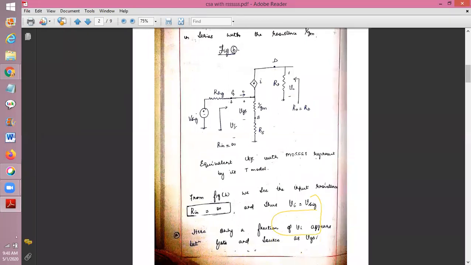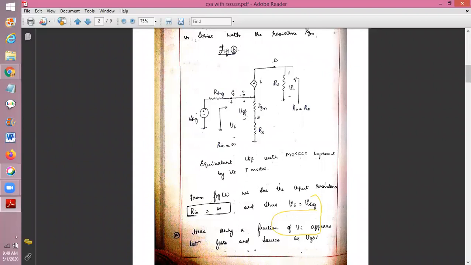Do you agree? Do you agree, Rajat? Where is Rajat? Yes, ma'am. So VGS is a part of this Vi. How to find that VGS? Apply the voltage divider rule. If I apply the voltage divider rule, what will we get? Rahul, what will we get? Rahul is absent.